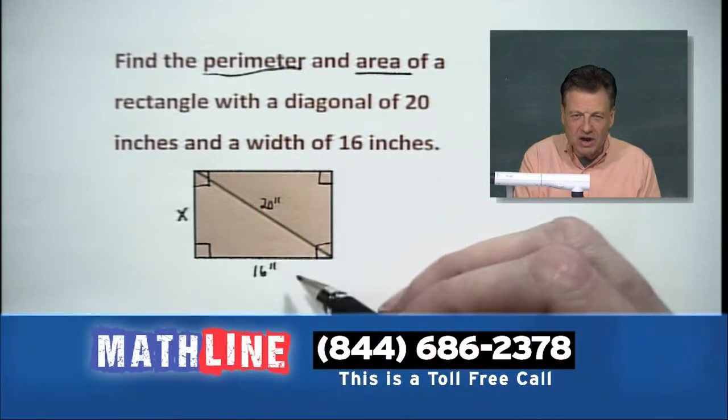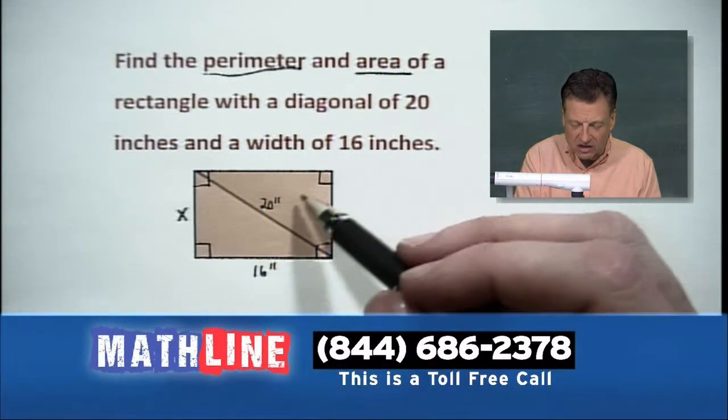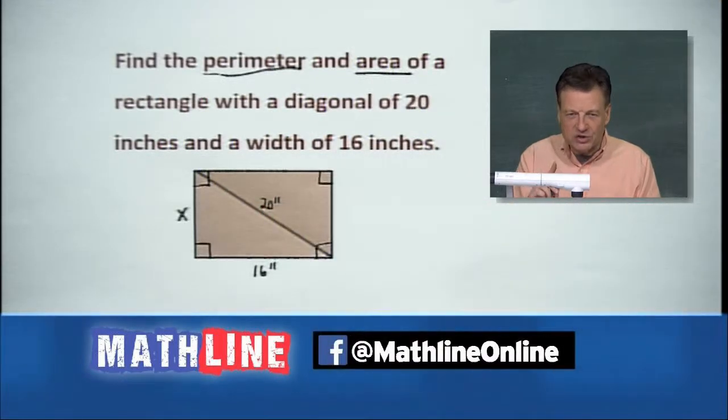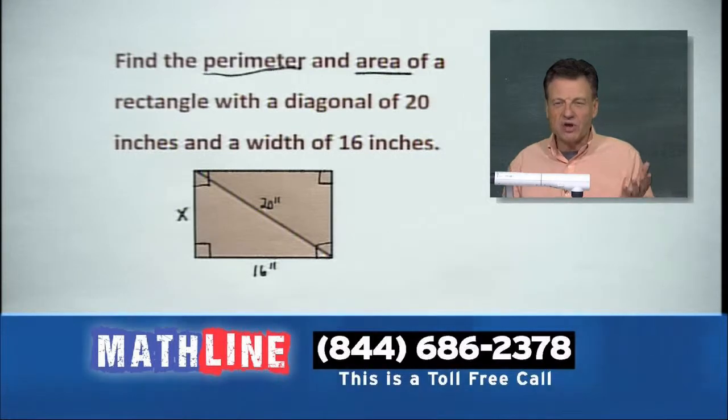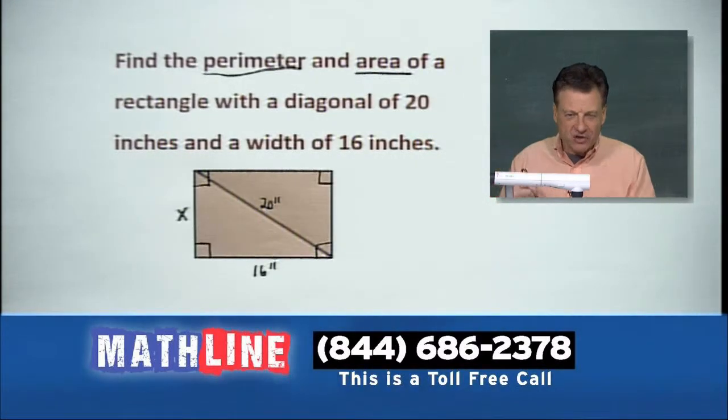Again, looking where we are here, we have a right triangle. We need to figure out what this value over here is, and we're going to do it with the good old buddy and friend of ours, the Pythagorean theorem.